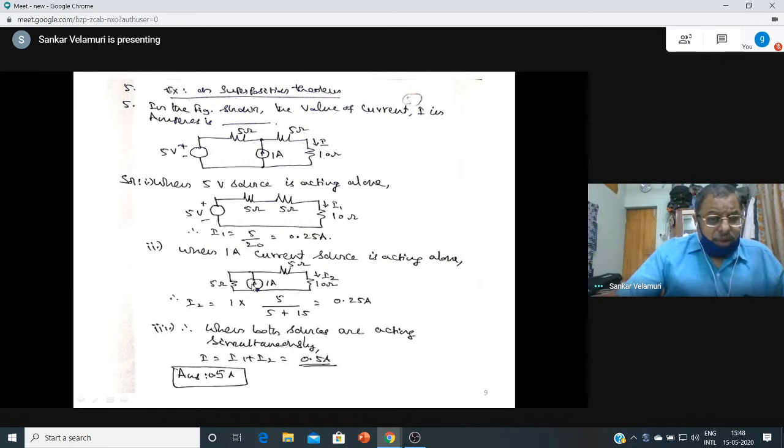So now you can imagine that this current source is having two parallel branches. One is 5 ohms resistance, the other one is a series combination of 5 and 10. What we require to find is the current through the 10 ohms resistance due to the current in the current source. So now we apply the current division rule.